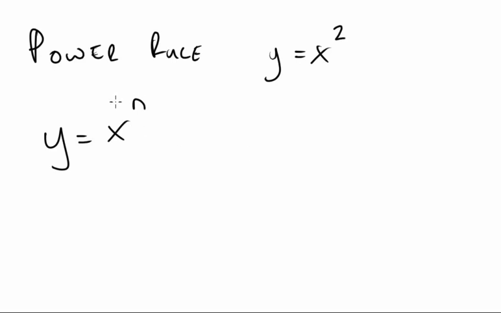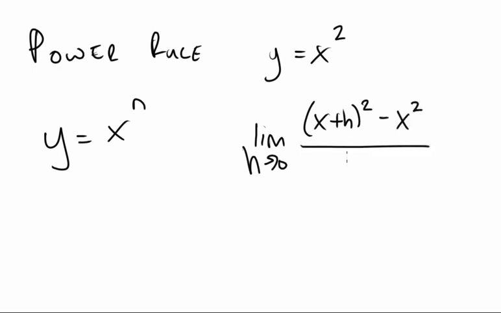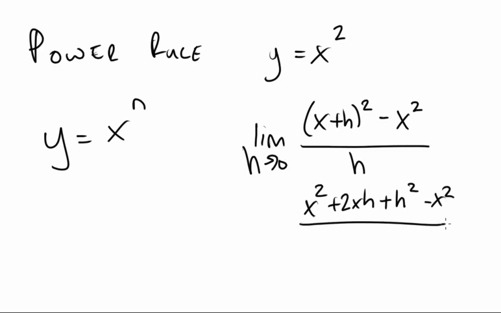Before I show you the rule, let's find the derivative of this using the limit. Let's just see what happens. We're going to go limit as h goes to 0, so we're going to have f of x plus h, that means (x plus h) squared, minus f of x, or just x squared, all over h. Now we have to figure this out, so we're going to have x squared plus 2xh plus h squared minus x squared over h.